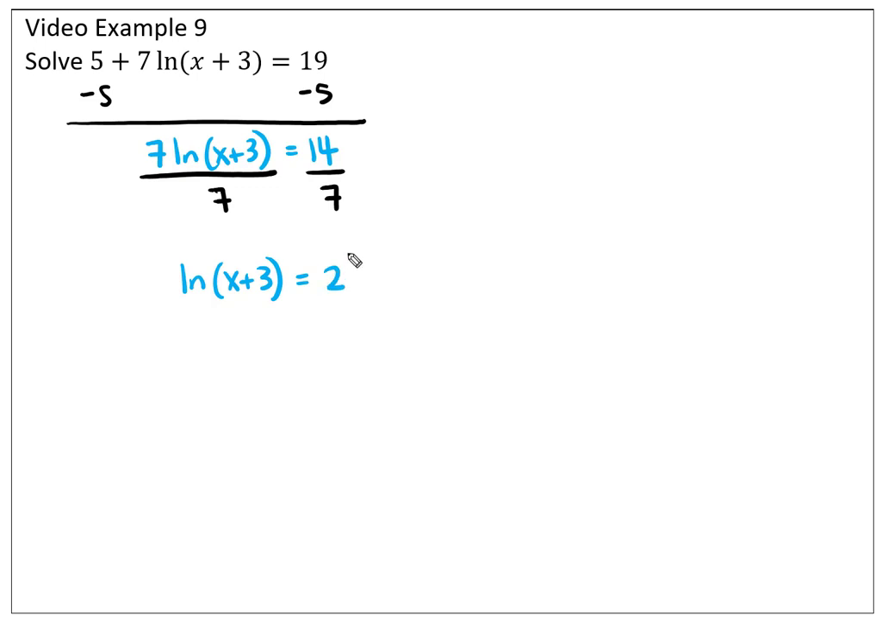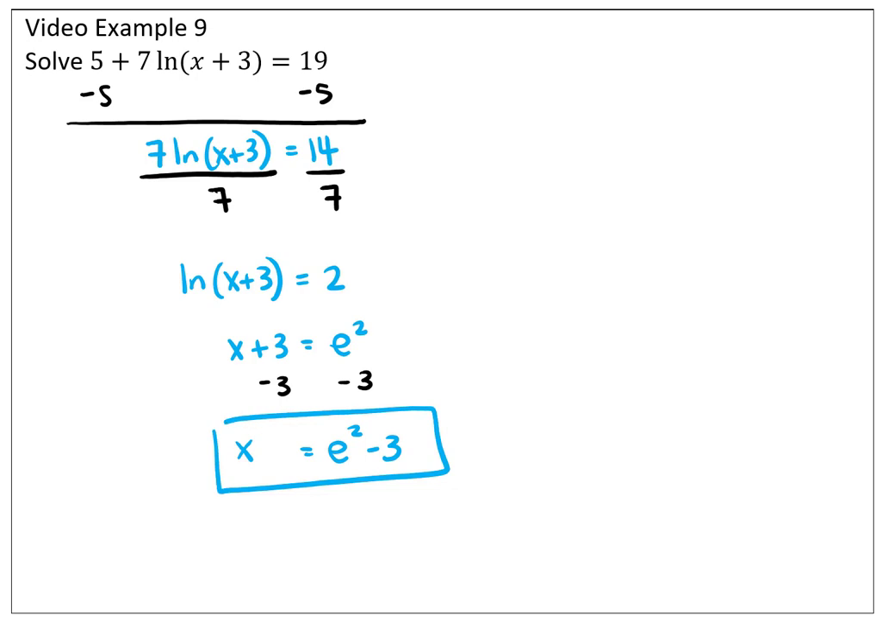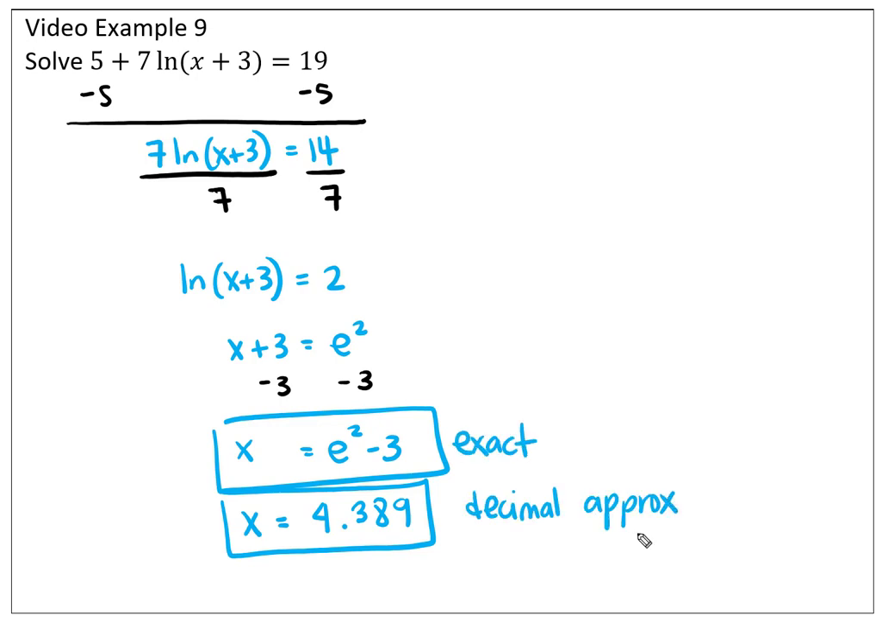I can pull out that argument of the logarithm and see it's equal to e to that power. And then I want to isolate the variable. So I get x is equal to e squared minus 3. Many times we refer to this as our exact answer. But if you're asked for a decimal approximation, you could use your calculator and say 4.389. So once again, here's my exact answer and here's my decimal approximation.